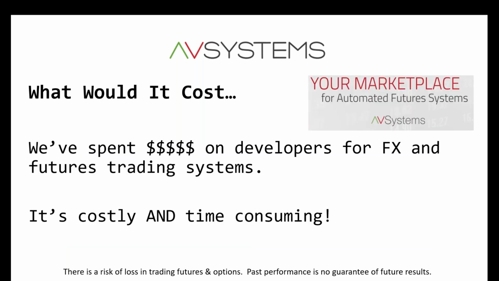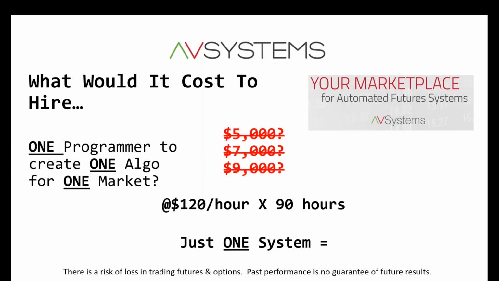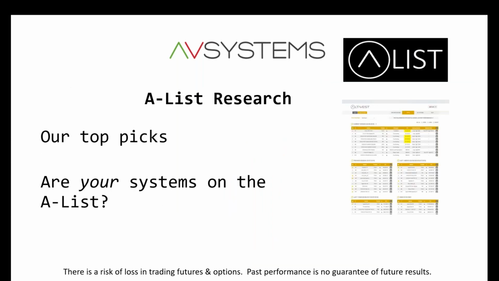So how much would it cost if you want to develop your own trading system? Well, we've spent millions of dollars over the years on Forex and futures trading systems and options trading, obviously. It's costly, it's time consuming. You calculate just one system, one programmer, one algorithm, one market, you're probably talking over $10,000. But remember, there's over 2,000 systems on the AV Systems platform.